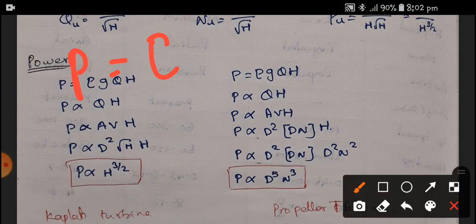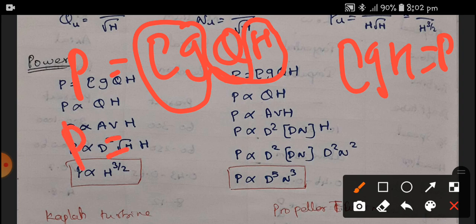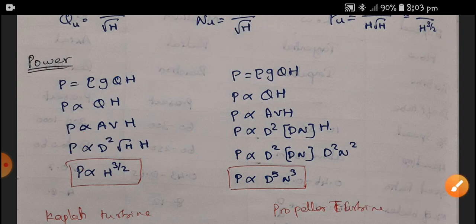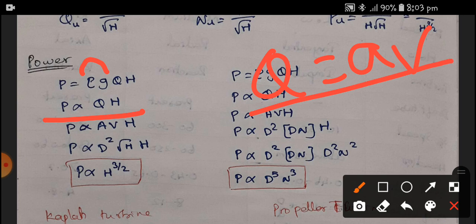We know that power is equal to rho g Q H, where rho g H is equal to pressure. Therefore power is equal to pressure into discharge. Since the density and gravity are constant, the power is directly proportional to the discharge and head. We know that Q is equal to area into velocity as per the continuity equation.